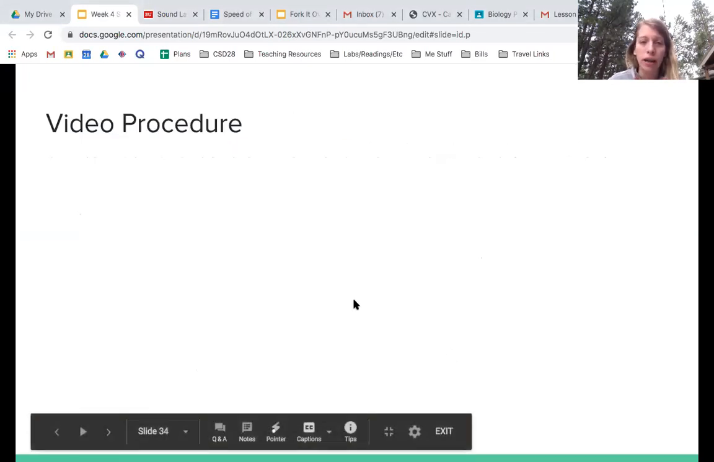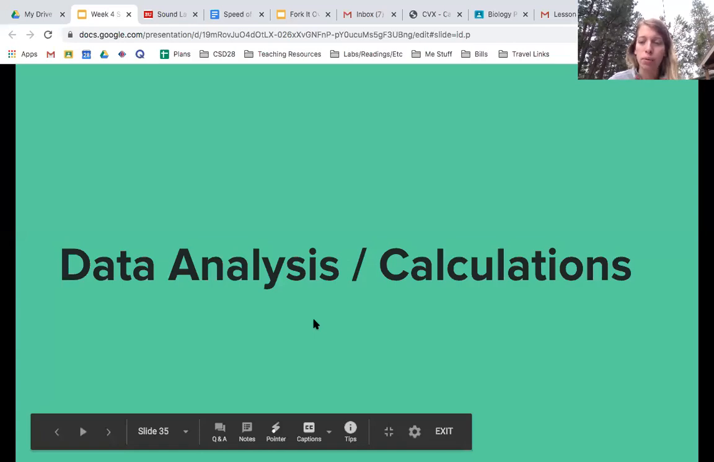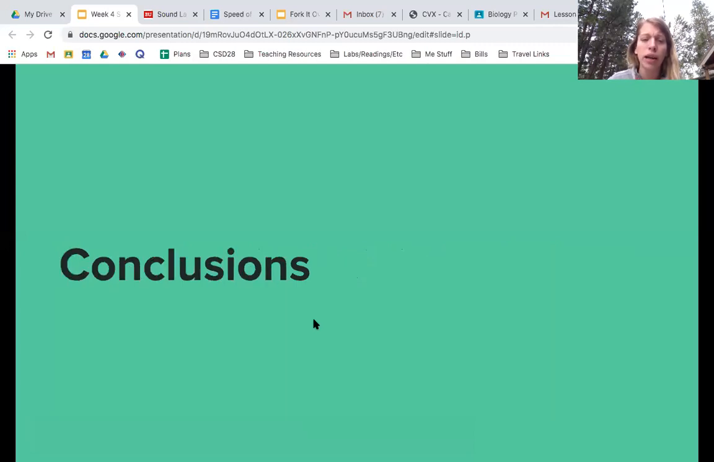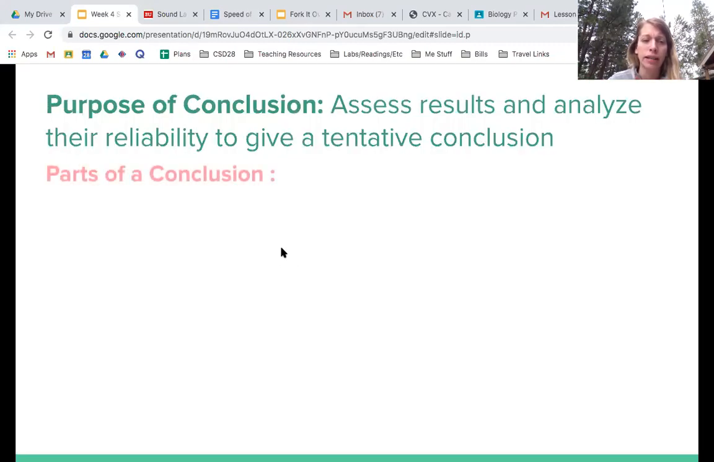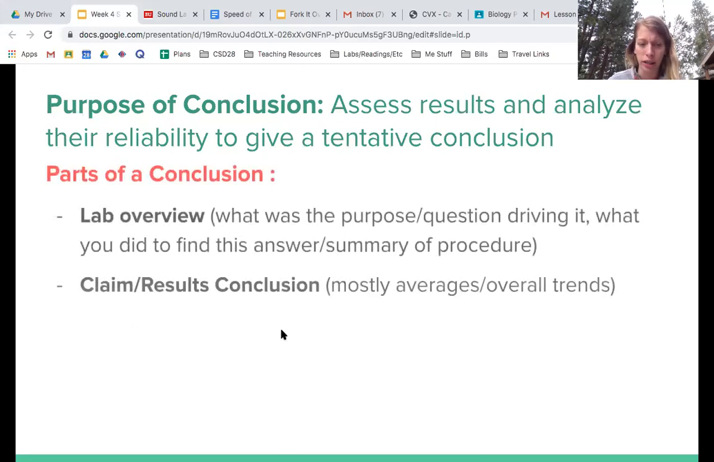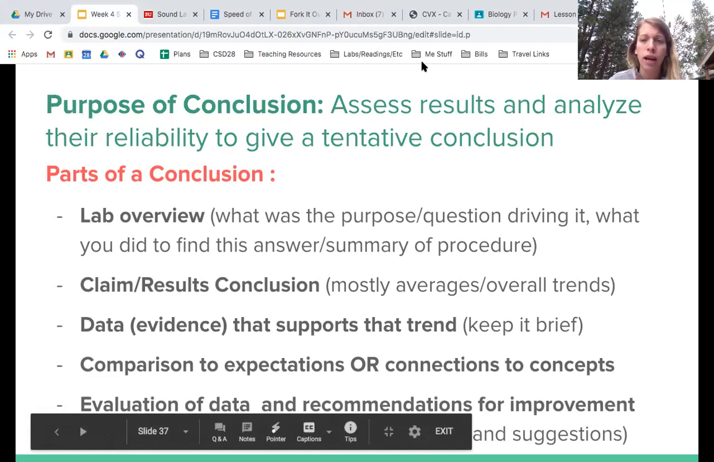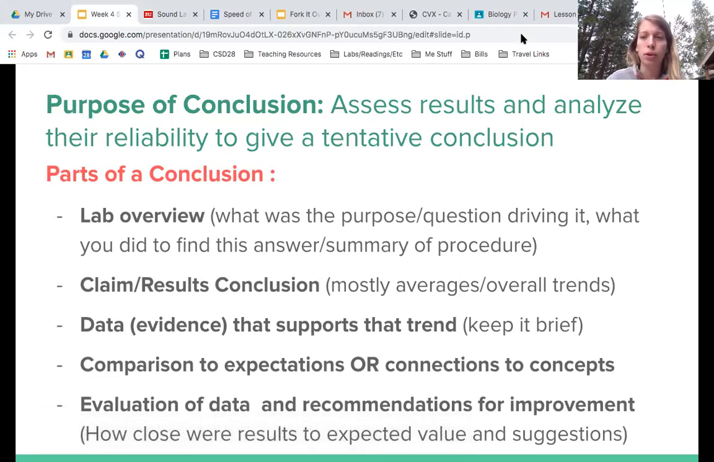I'm going to put this video right here. And then I'll put another video a little bit later on with some demonstrations on how to calculate this if you need some more help. And then you also have a slide that tells you what you need to have in your conclusion. So that's the last piece. So if you can, try to get through all of that this week, and then you'll be done with that lab report, and you can turn it in.